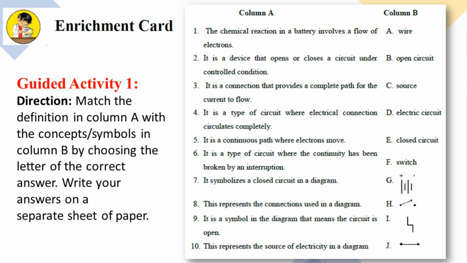7. It symbolizes a closed circuit in a diagram. 8. This represents the connections used in a diagram. 9. It is a symbol in the diagram that means the circuit is open. 10. This represents the source of electricity in a diagram. Column B. A. Wire. B. Open circuit. C. Source. D. Electric circuit. E. Closed circuit. F. Switch. G. H. I. J.